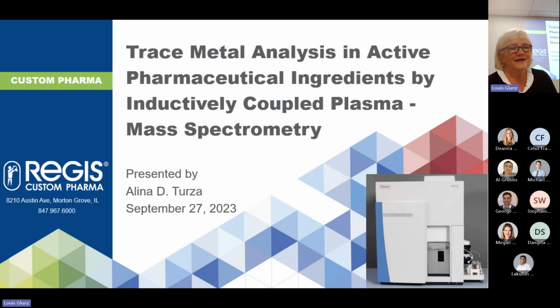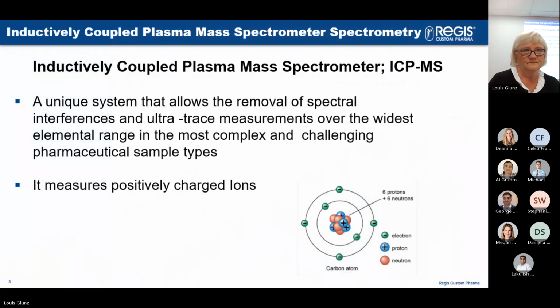My presentation today is about trace metal analysis in active pharmaceutical ingredients by inductively coupled plasma mass spectrometer. The name of this instrument is abbreviated as ICP-MS. In my presentation, I will refer to this instrument very often as ICP-MS.